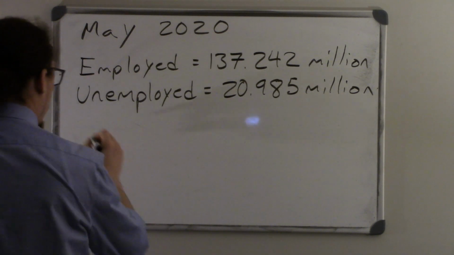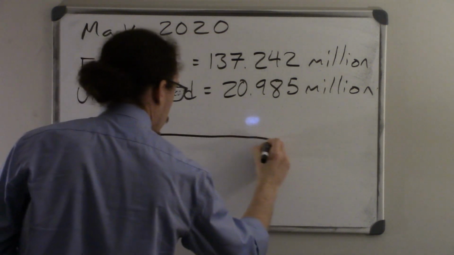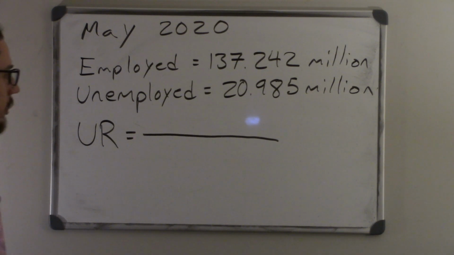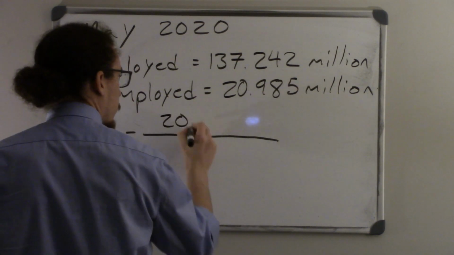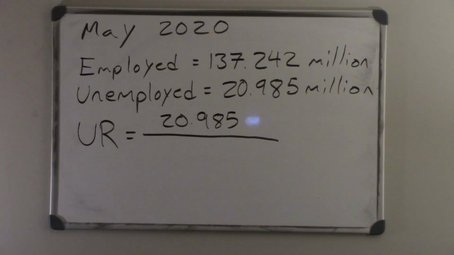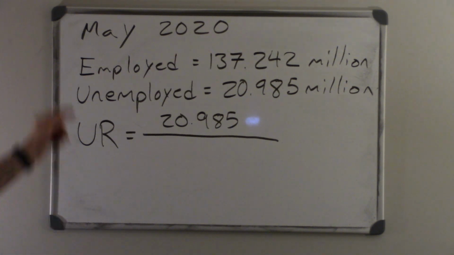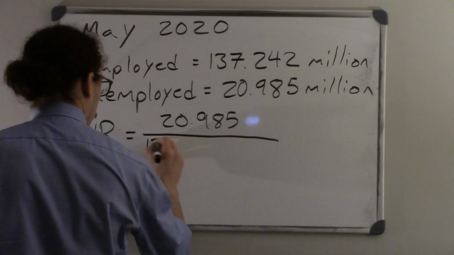All right, so when we go to calculate our unemployment rate, that's equal to the number of unemployed individuals. We're going to drop the millions and just use the numbers, because we can put those back on at the end. So 20.985 in the numerator, and then the denominator, our labor force, we just need to add all of the people that are employed and all of the people that are unemployed together.